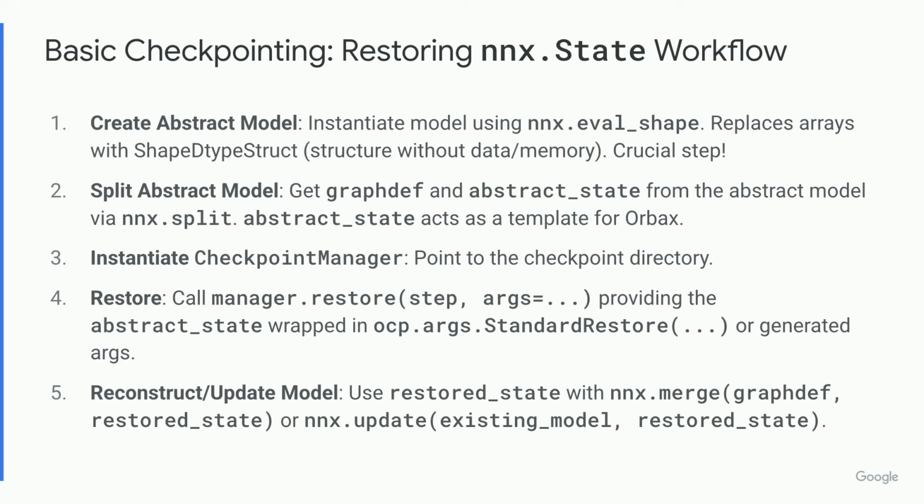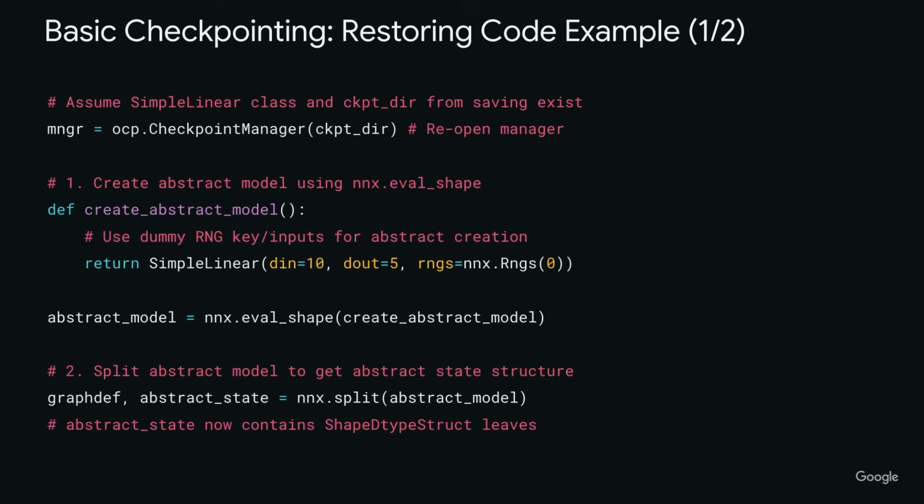Finally, we use this restored state along with the graphDef to either build a new model using nnx.merge or update an existing one using nnx.update. Here's the restore code. We reopen the checkpoint manager for the same directory. The crucial step is part 1.